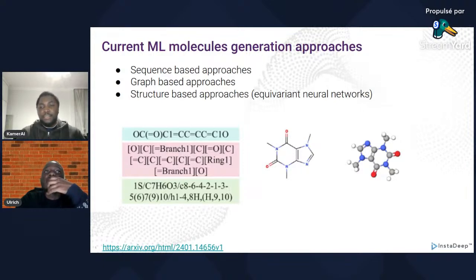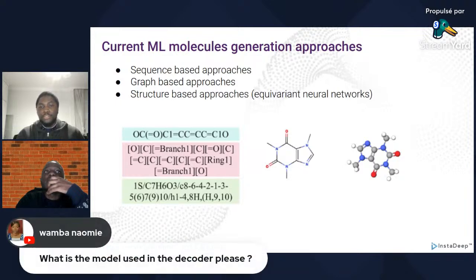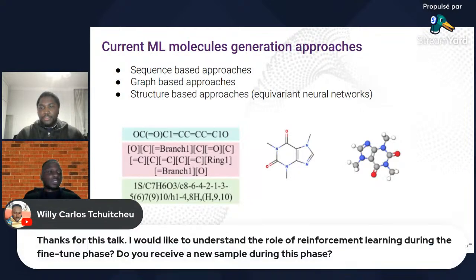I see there's one question on the chat. Wamba asks, "What is the model used in the decoder, please?" Oh yeah, it's still a transformer, a next token transformer. So a transformer for the input embeddings and a transformer for the decoding.